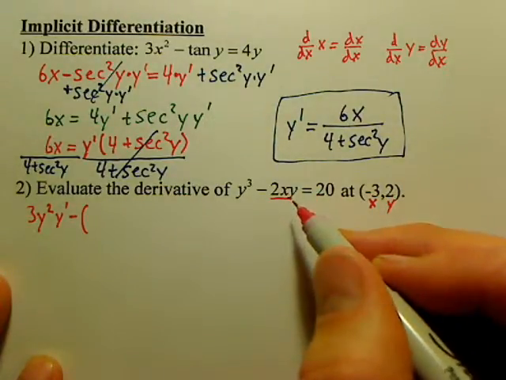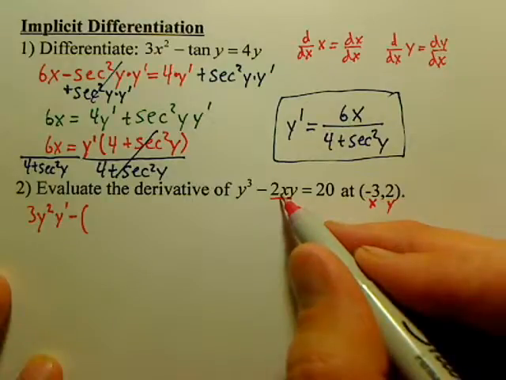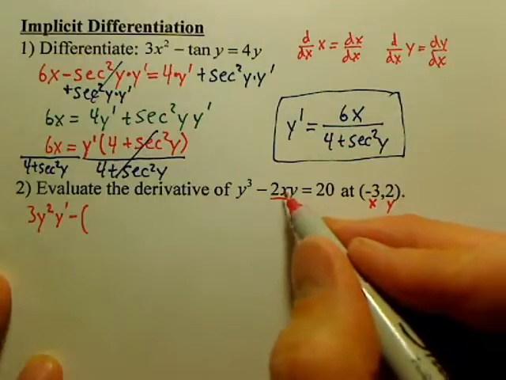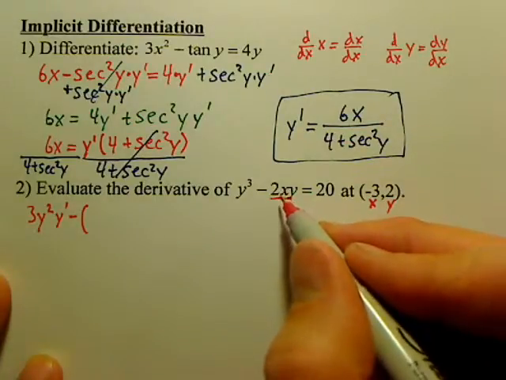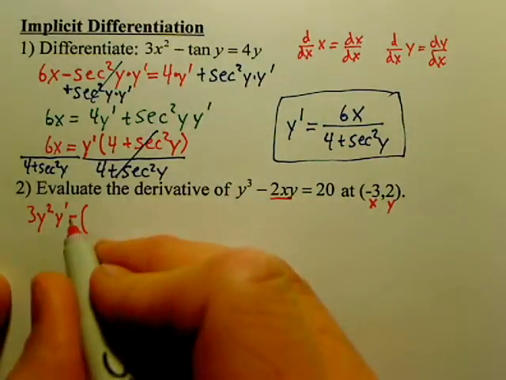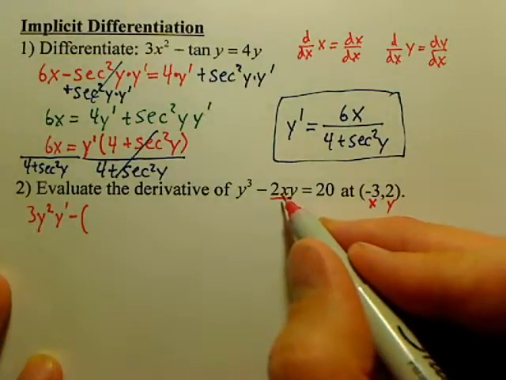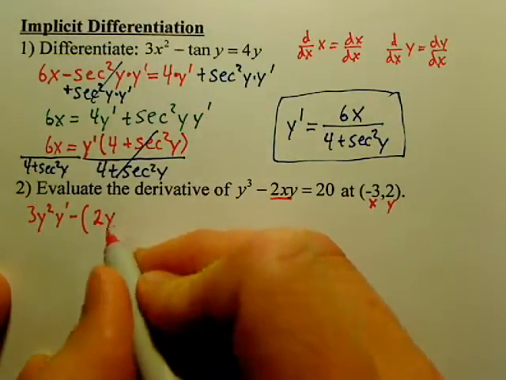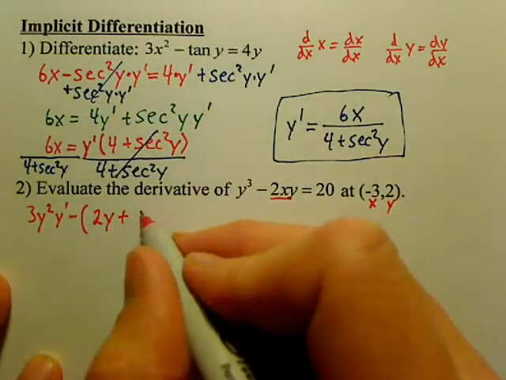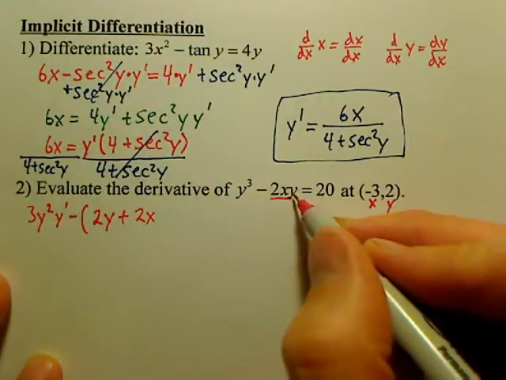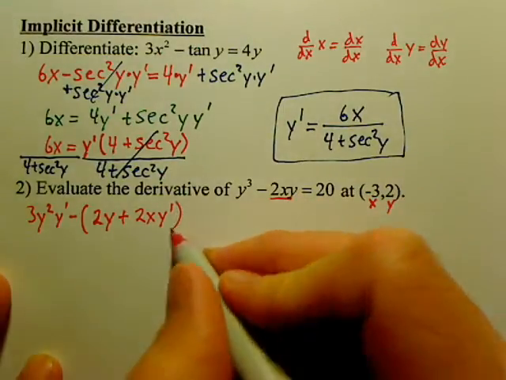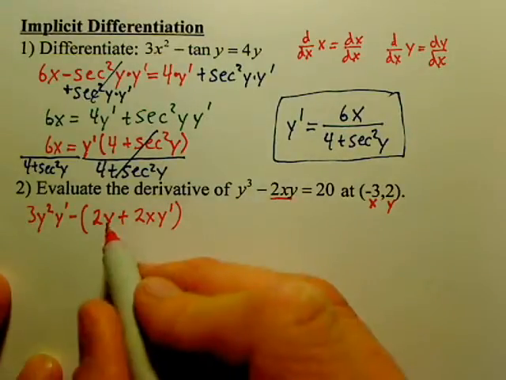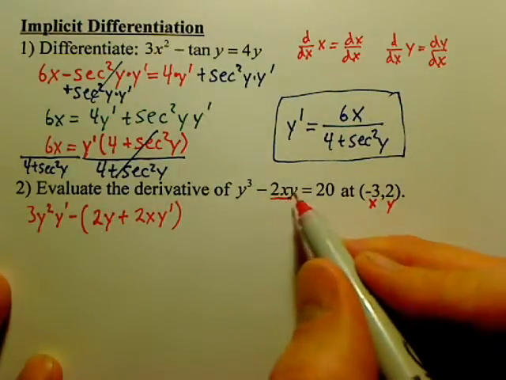Ready? Don't I have a negative 2x times y? So what's the product rule? Be very, very careful. What's the derivative of negative 2x? Sorry, of 2x. I'll put the negative there. The derivative of 2x is 2, leave the y, plus leave the 2x, take the derivative of y. You see product rule. Derive the 2x, leave the y, leave the 2x, derive the y.